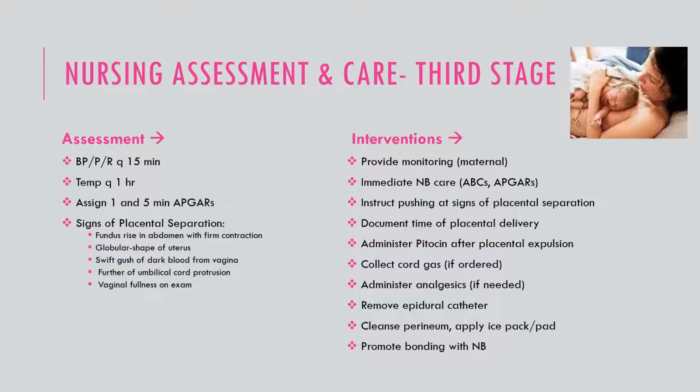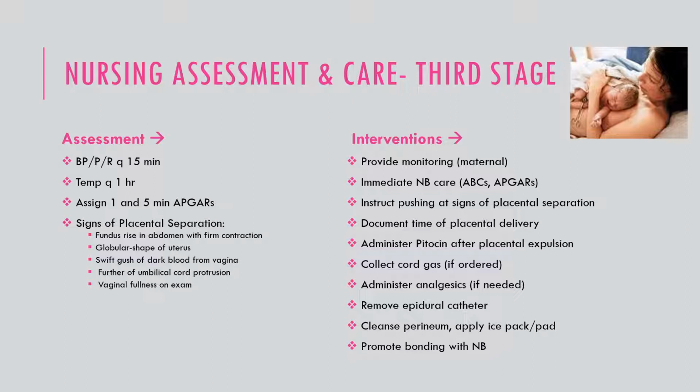So a rise of the fundus in the abdomen, the globular shaped uterus, a swift gush of blood from the vagina or trickle, and then a further protrusion of the umbilical cord. Those are all signs that the labor nurse can assess to tell her that the placenta is starting to separate and will be delivered. A vaginal fullness on exam is what the provider would feel. Typically, the nurse would not be doing that at this point.